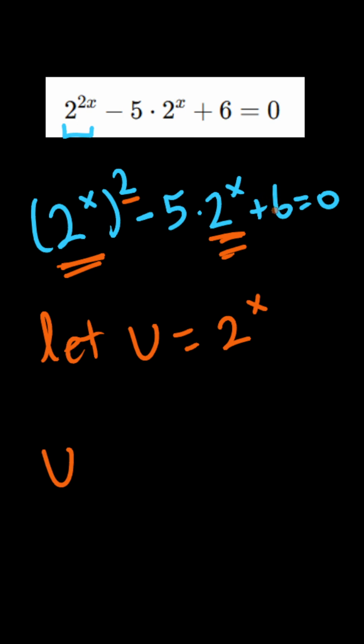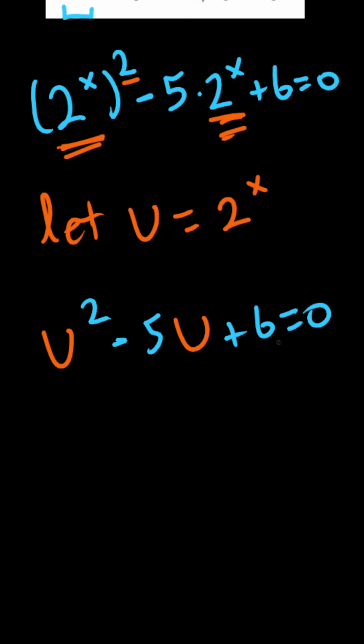So this just becomes u squared minus 5 times u plus 6 equals 0. And now we just have a quadratic equation that we can easily solve. And this particular one we can solve by factoring. So let's go ahead and factor this. We have our parentheses right here equals 0. We have u and u.